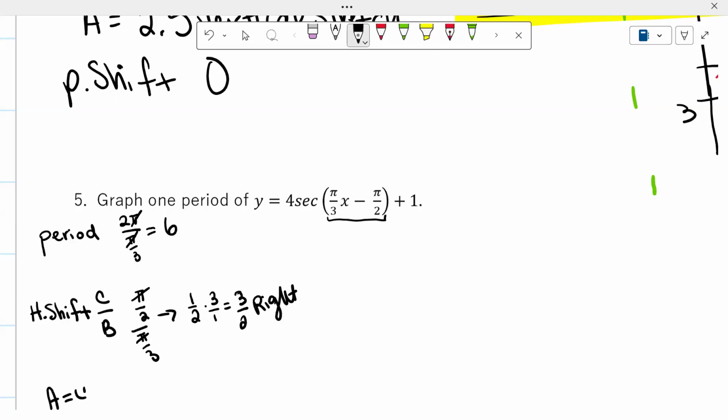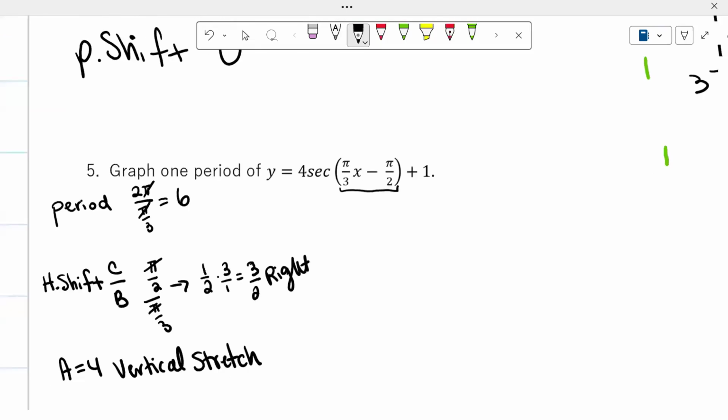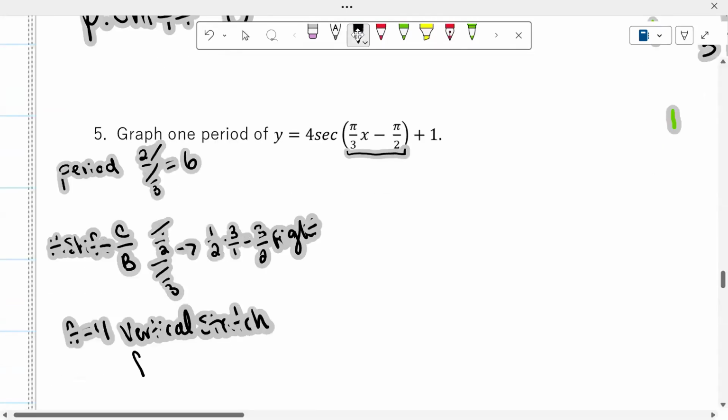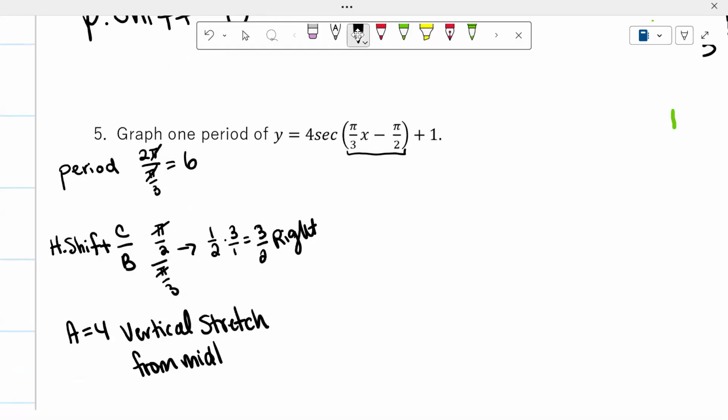A is 4, so that is a vertical stretch. Okay, positive 4 units. And I'm going to say, this is interesting, but I'm going to say from midline. And then vertical shift is the D on the back end, which is a 1, so the whole thing goes up 1 unit.